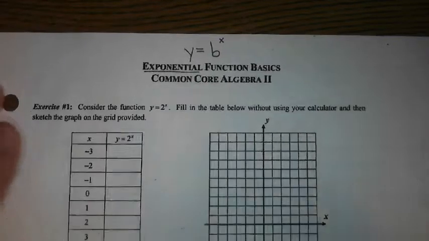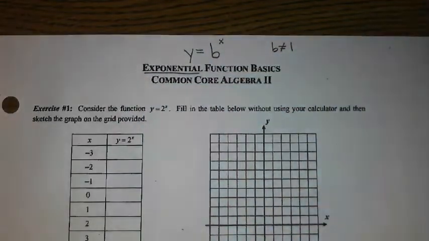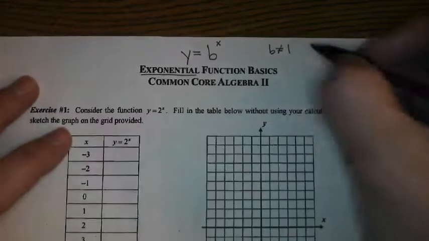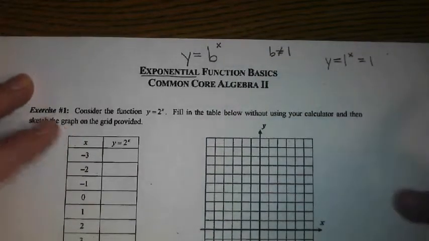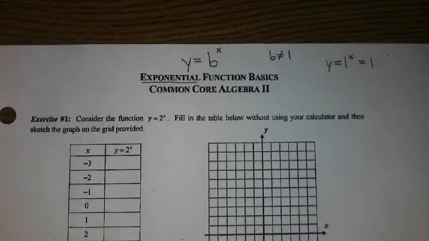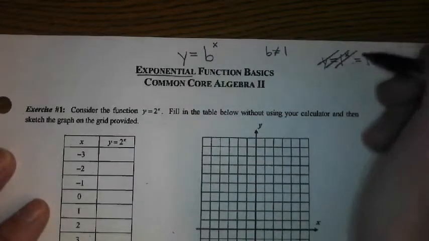Actually, the base cannot equal 1. Why would that be? What's 1 to the first power? What's 1 to the second power? What's 1 to the third power? What's 1 to the negative fifth power? 1. The reason your base can't be 1 is because if it were, that would just always be 1, which is a horizontal line, y equals 1. This is not a linear type of function. You're going to see that the parent graph is not linear at all. So the base can't be 1.